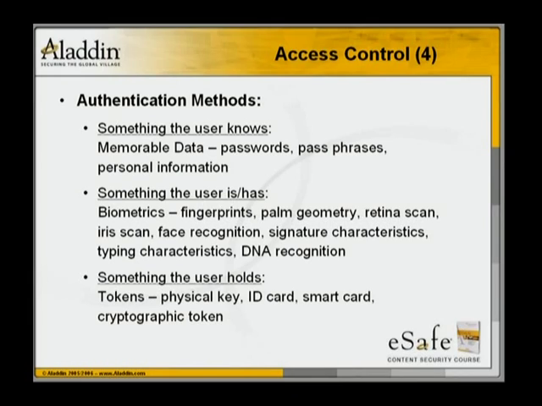Or something the user is or has. As we can see in the slide, we have many types of biometric identifiers, such as fingerprints, palm geometry, retina scan, which is in the eye. It basically scans the retina, or even iris scan, or face recognition, or signature characteristics. We basically ask the user to sign his personal signature before he logs onto the system. And we also even have DNA recognition. So the user puts a little bit of his saliva on a surface, and a DNA recognition is being held.